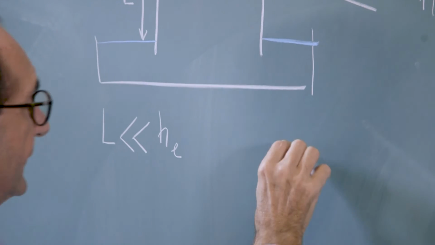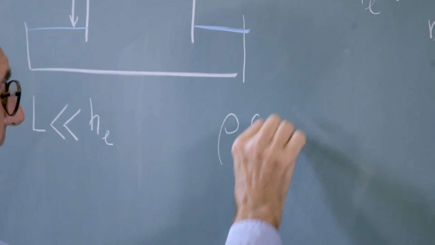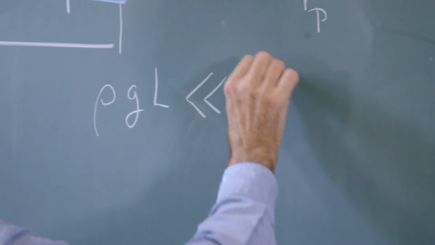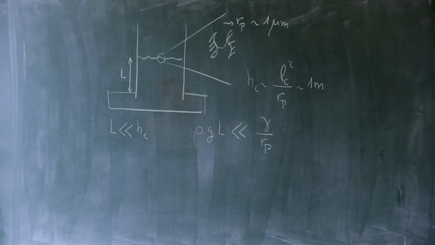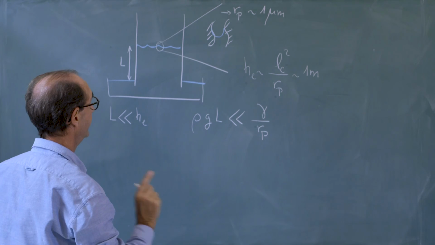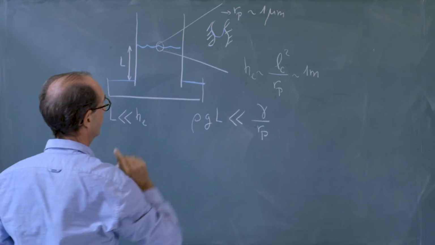and as a consequence, the hydrostatic pressure, rho g L, is much smaller than the capillary pressure, which is gamma divided by RP. So this means that in this experiment, we can completely ignore gravity for the dynamics of the rise into the paper. As a result, the physics is very similar to the imbibition of the tube. The only difference is that the liquid does not move into a tube, but into a porous medium.